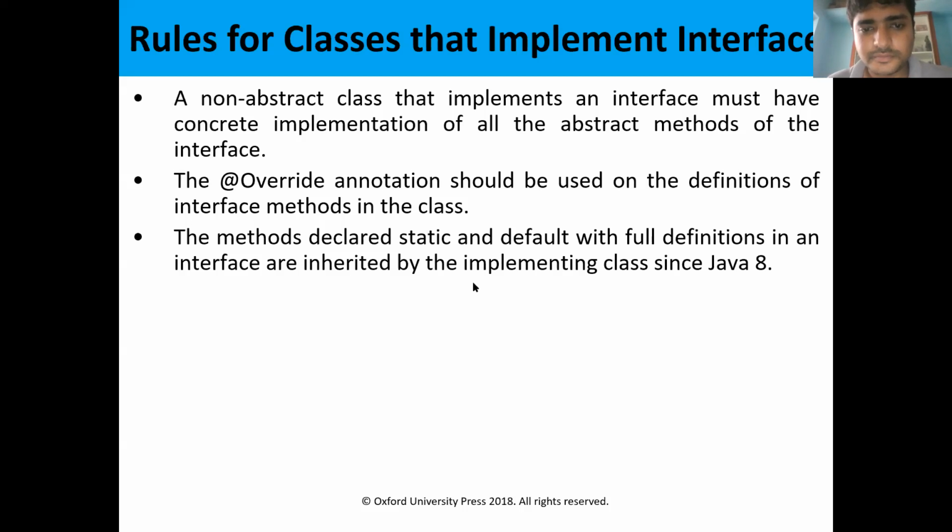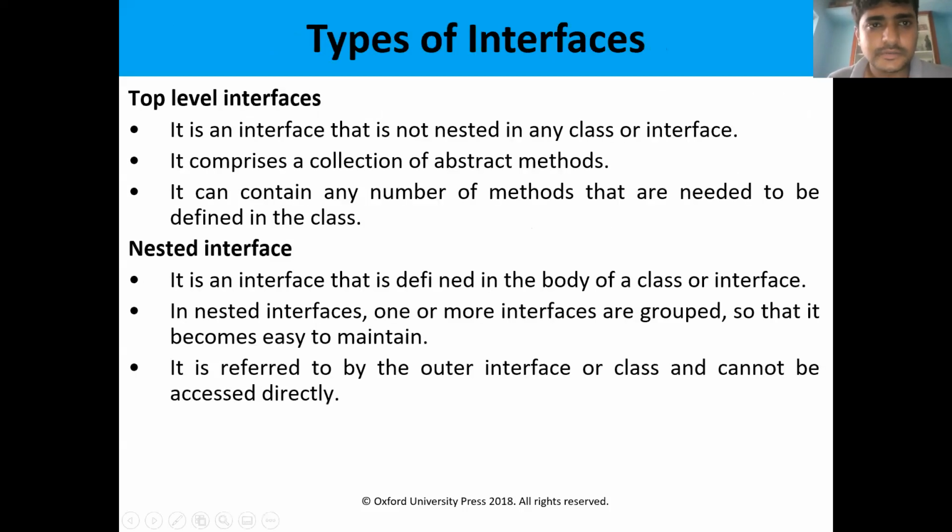So next one, types of interfaces. Generally, interfaces are of three types. First one, top level interfaces, then nested interfaces, and then generic interfaces. We have three types of interfaces: top level interfaces, nested interfaces, and generic interfaces. Let us see one by one.